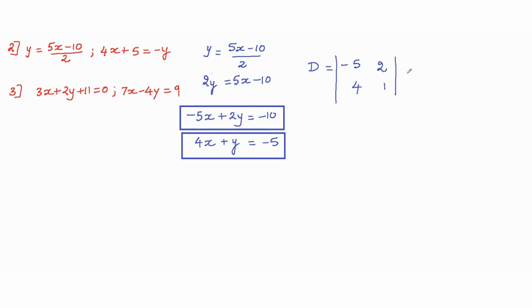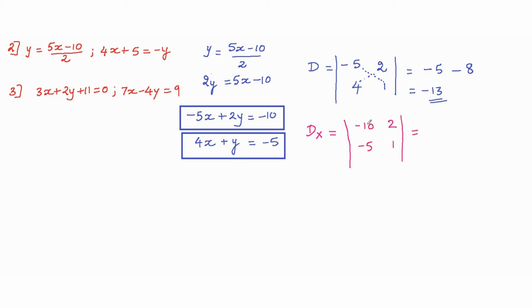So 2 and 1. Therefore, this becomes negative 5 into 1 is negative 5, and 2 into 4 is 8. So negative 5 minus 8 becomes negative 13. So the value of the master determinant is negative 13. Let us now calculate the value of determinant x. For determinant x, I have to take out the coefficients of x and pull them out. So negative 10, negative 5 and 2, 1.